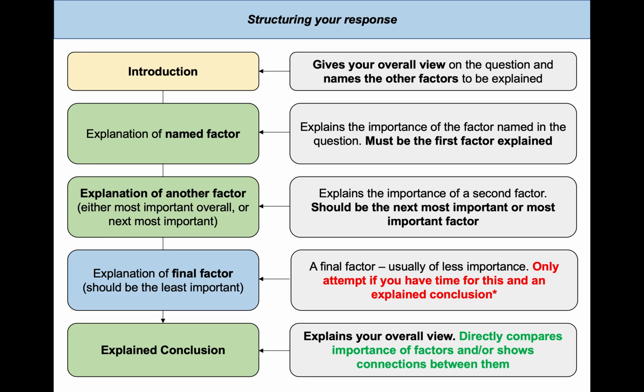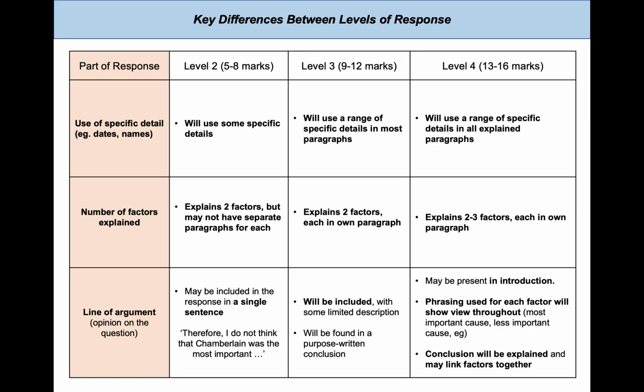Okay, so let's have a look at how the levelling system can be considered different for the different types of responses that we might see as examiners. So here we have level 2, level 3 and level 4 criteria. And the three things that we're really looking for when we mark your work are the use of specific detail, the number of factors explained, and is there a clear line of argument or an opinion on the question. Now it might be worth just pausing the video here so that you can have a read through and try to identify where are there differences and similarities between these levels.